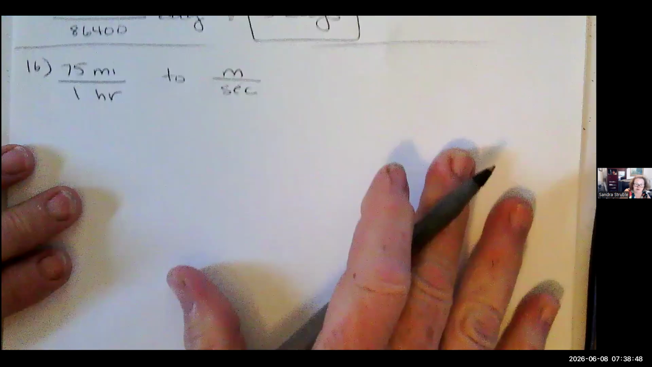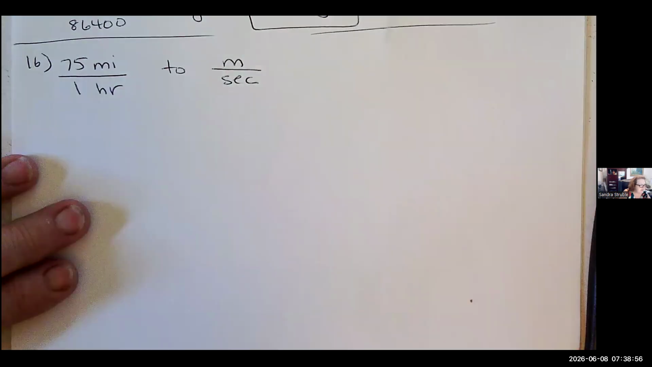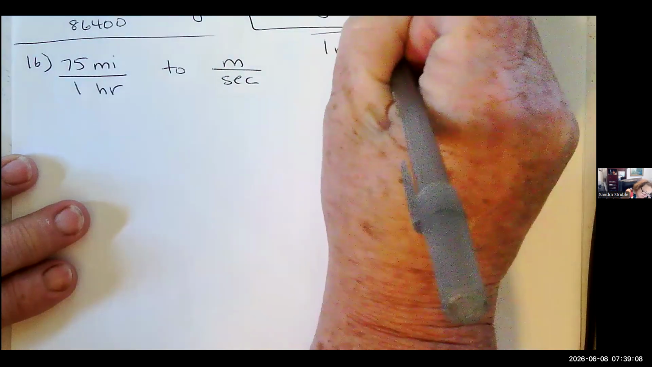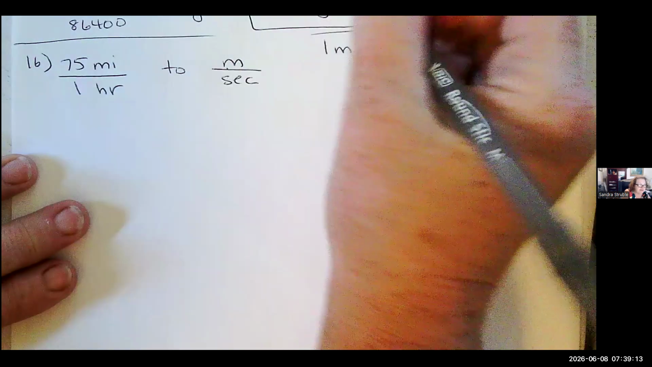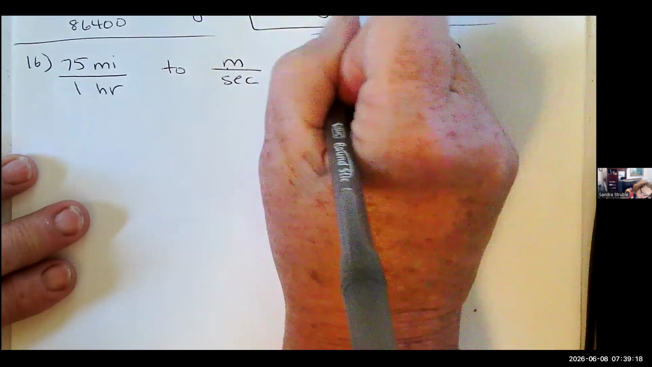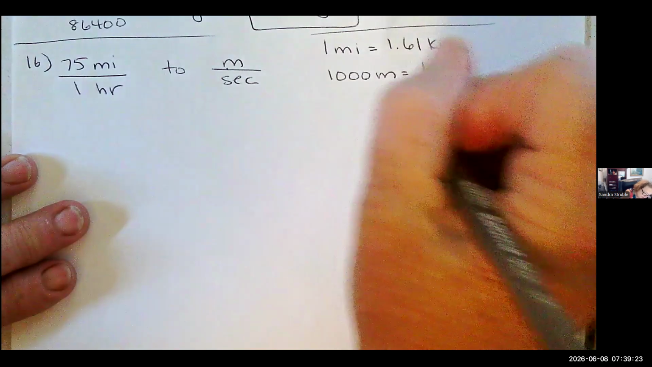First, I'm going to focus on the numerator. I'm going to focus on getting it from miles to meters. I'm going to come over here to my US metric conversion, and I have miles to kilometers. That should work. So 1 mile is equal to 1.61 kilometers. I don't want kilometers, I want meters. So that means I have to go up to my metric part and see that 1,000 meters is equal to 1 kilometer. There's 2 conversions. That takes me from miles to meters.